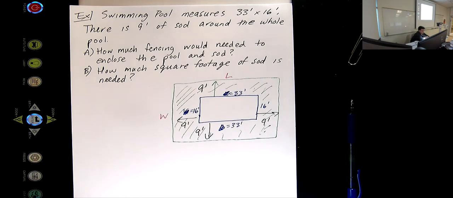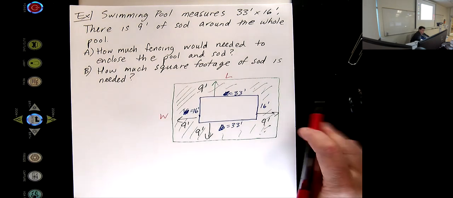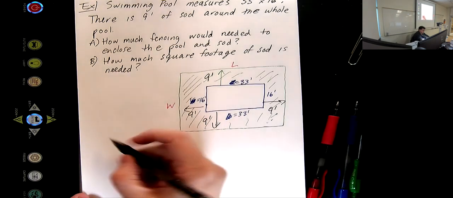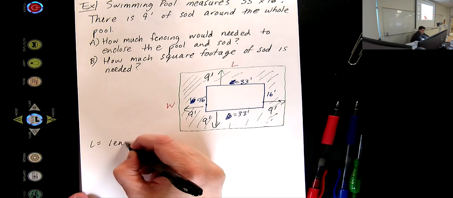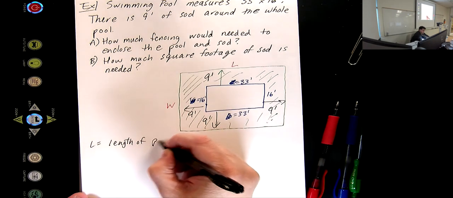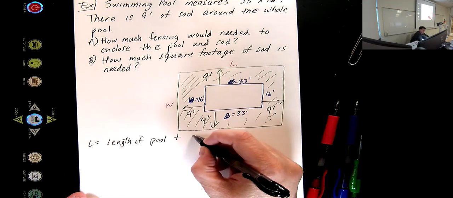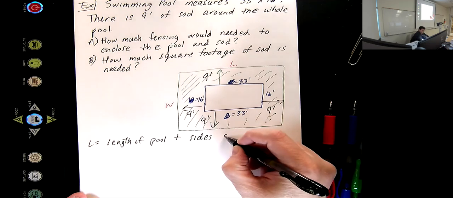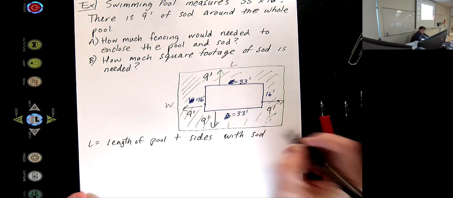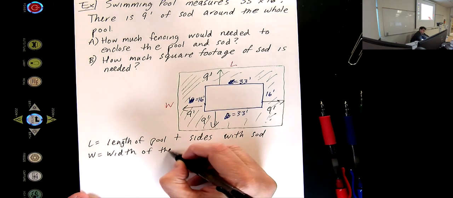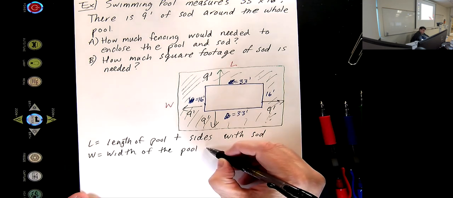Why make it more tedious? So, I see what you're doing. We kind of need to figure out what length is, right? So length should be the length of the pool plus the sod sides with sod. And the width should be the width of the pool plus the sod.